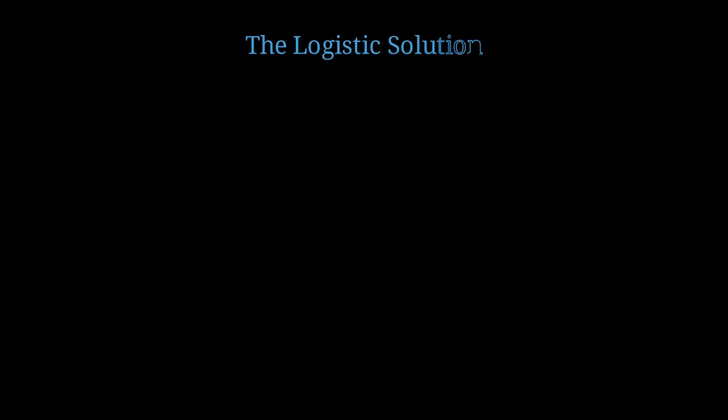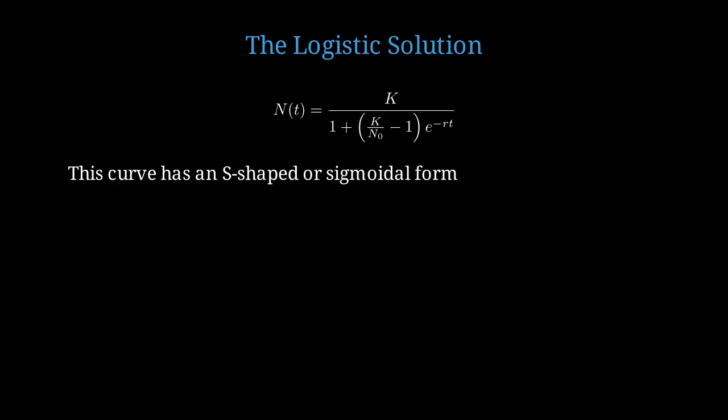The logistic differential equation has an analytical solution that we can use for fitting. The solution is N of t equals K over the quantity 1 plus the quantity K over N sub 0 minus 1 times e to the negative rt. This is the logistic growth curve. This equation produces an S-shaped curve. It starts with exponential growth, then transitions to slower growth, and finally saturates at the carrying capacity.